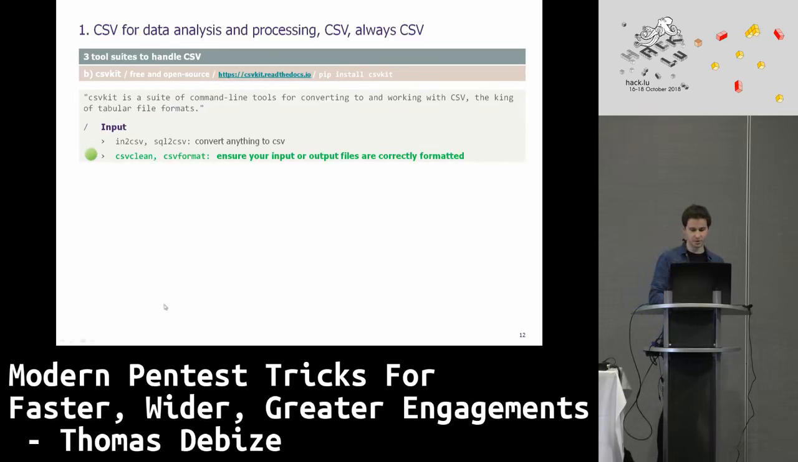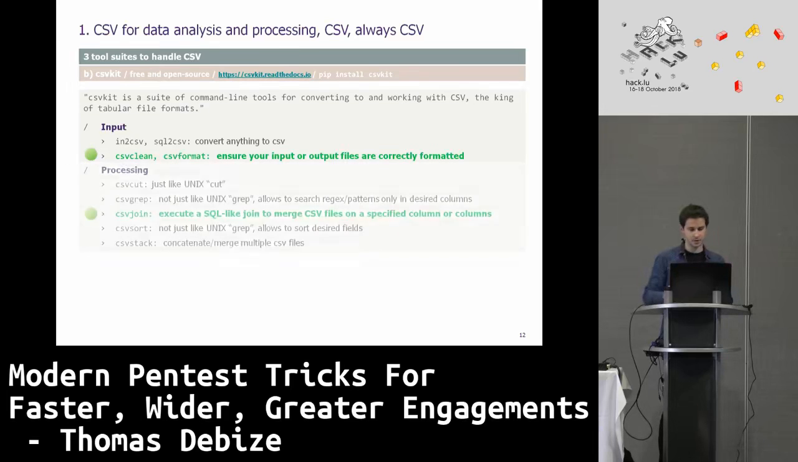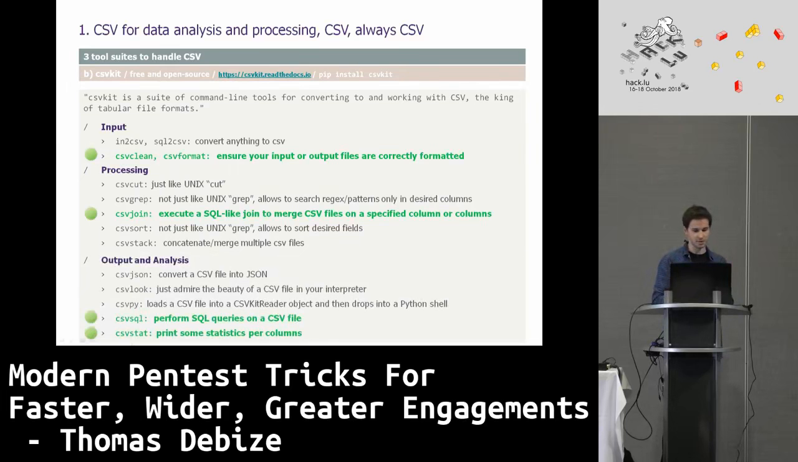To manage your input, you have csvclean and csvformat, just to convert and go from unquoted to quoted, comma or semicolon and so on. Then for processing, the most exciting are maybe csvjoin and also csvsql, because with this kind of tool, a CSV file is no longer a dumb file. It is a real database. You can perform SQL queries, not injection, but queries on a CSV file.